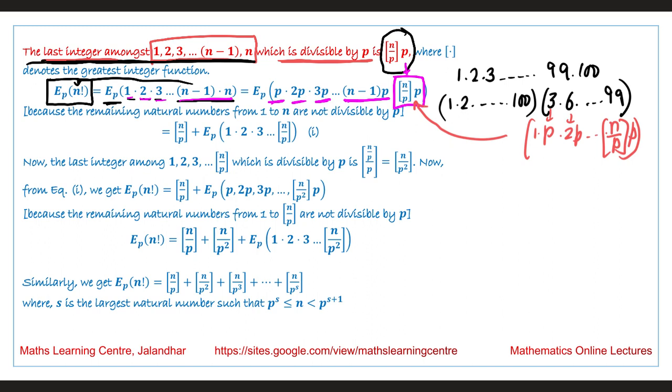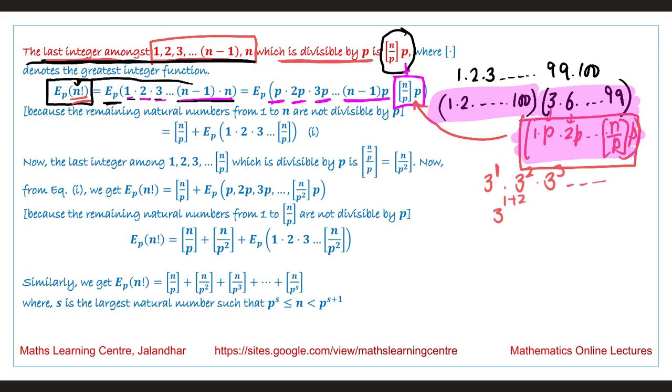We are saying the exponent of n factorial will be equal to the exponent of this term, because the other portion does not contain any number which is a multiple of 3. So we are left with only this portion, and the exponent will be equal to the value we have over here. When we say exponent, we mean 3 raised to the power 1 into 3 raised to the power 2 into 3 raised to the power 3, and so on. The powers are basically added: 1 plus 2 plus 3 and so on.